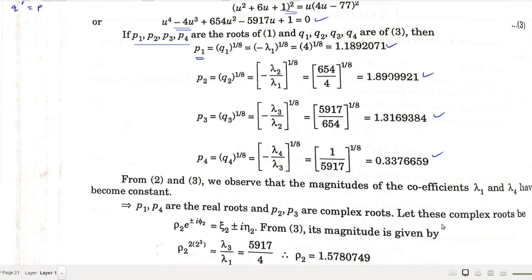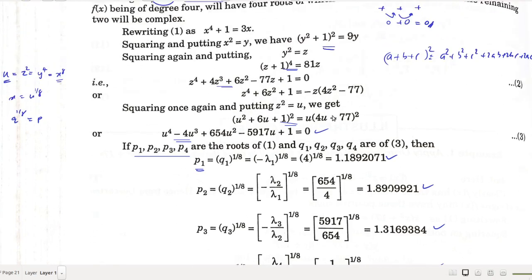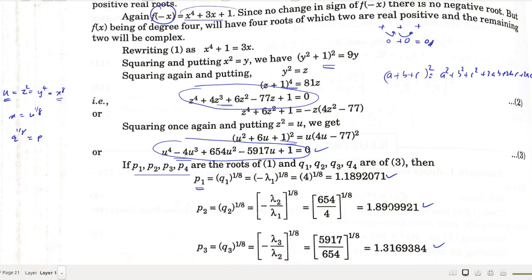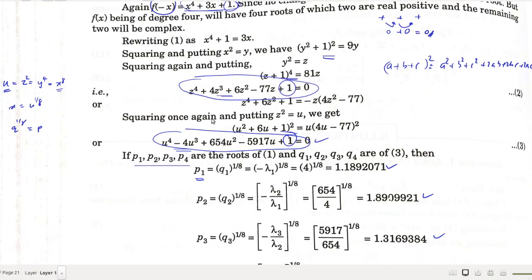Then we have 4 values p1, p2, p3, p4. Okay, so now our idea is to track the real roots and complex roots. Okay, so first of all we observe these equations. After substituting, we have expanded this equation and the original equation. So we have 3 such equations. Observing these equations, we can say that the last term is unchanged throughout this squaring. Okay, that means this is 1 and this is 1.